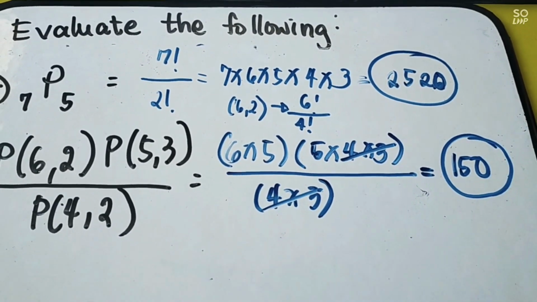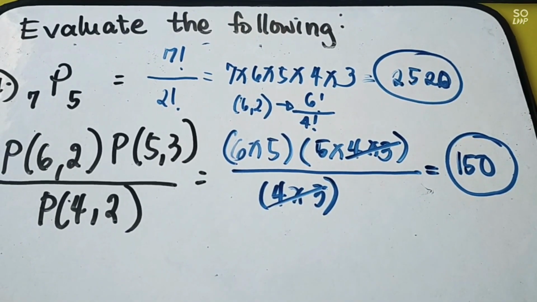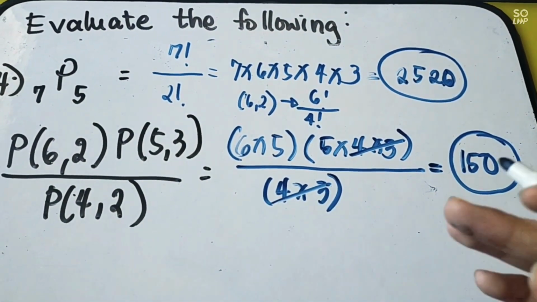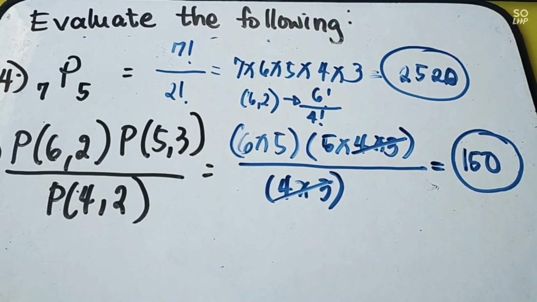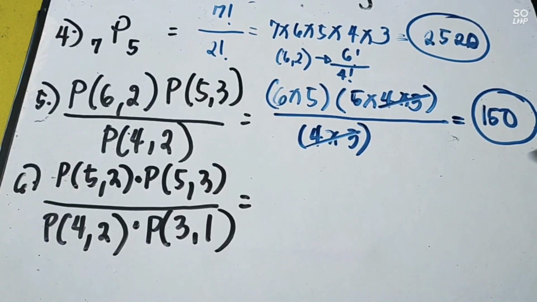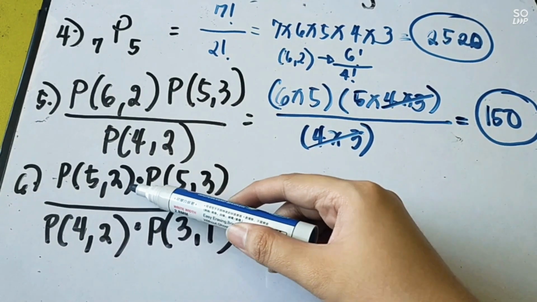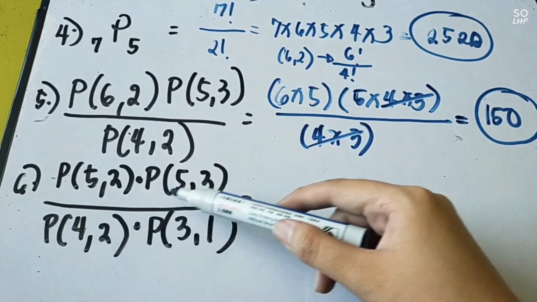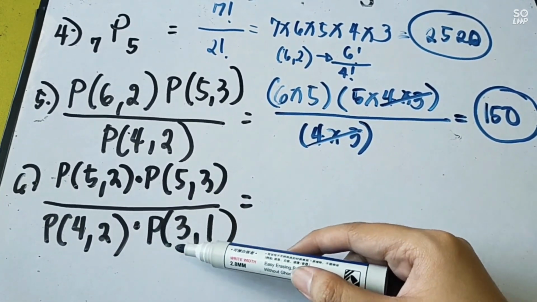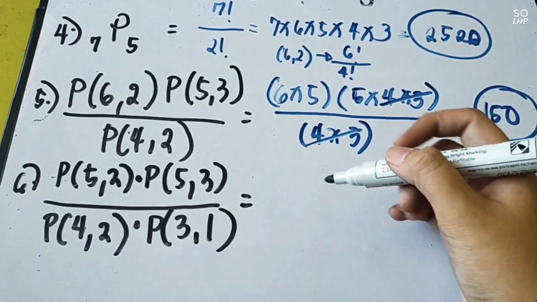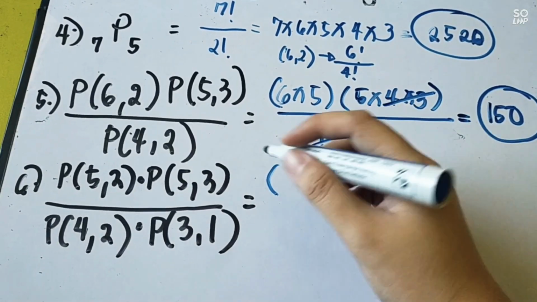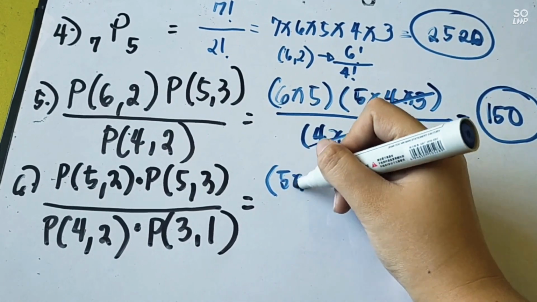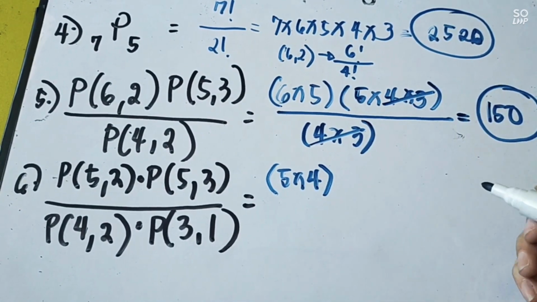So, ganun na kasimple. So, kung hindi ka pa sanay, pwede ka namang mag-step by step. Pero kapag sanay ka na, pwede na mag-shortcut na ganyan. Okay? Number 6, we have 5 taken 2, then multiply by 5 taken 3, then divided by 4 taken 2 times 3 taken 1. Okay. So, we have here 5, 5 minus 2, we have 3. So, start ka kay 5 times 4. So, wala na si 3 factorial.